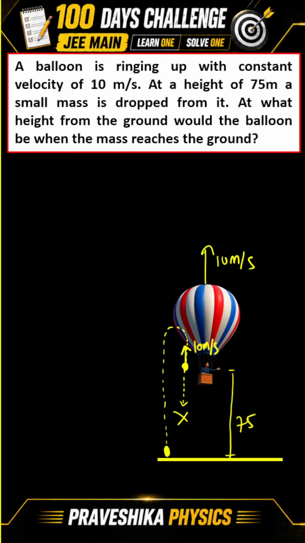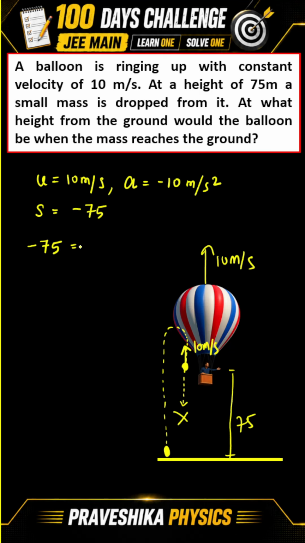So here, if you take the initial velocity to be 10 meter per second for that small mass, then it would experience an acceleration of minus 10, because acceleration due to gravity is acting in the downward direction, and the displacement is also in the downward direction, so displacement will be minus 75. Using this in our equation of motion, s, that is minus 75, equals ut plus half at square, so 10 into t minus half into g t square, so 5 t square. On rearranging this, we'll get a quadratic equation like 5t square minus 10t minus 75 equals 0.